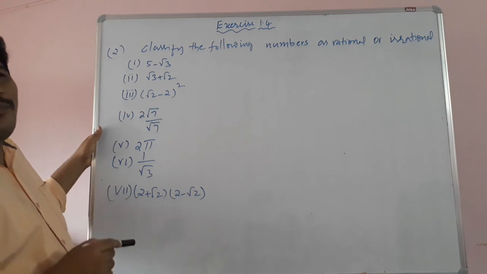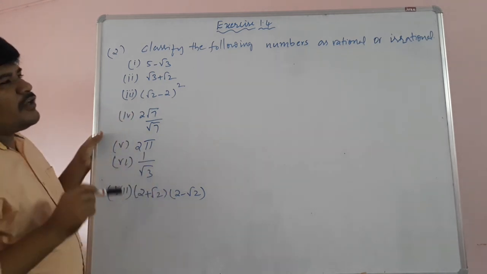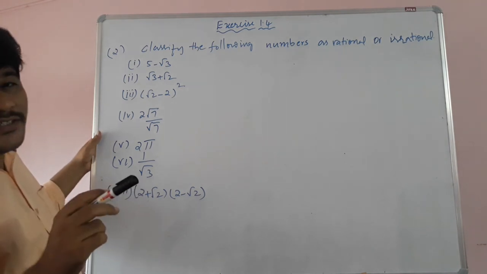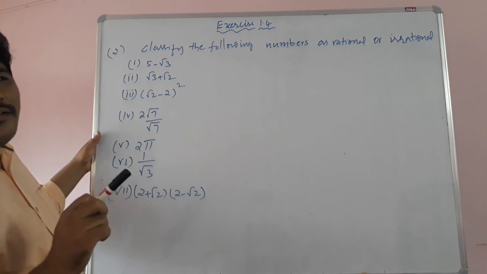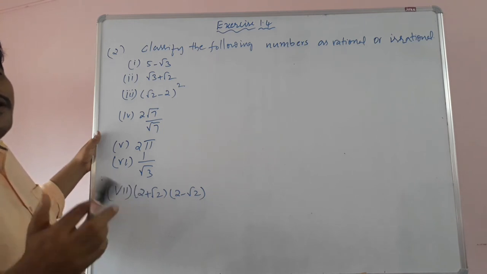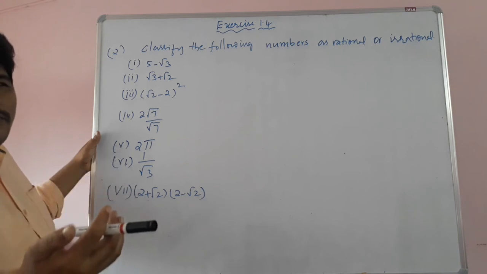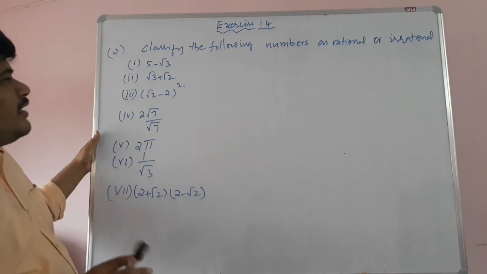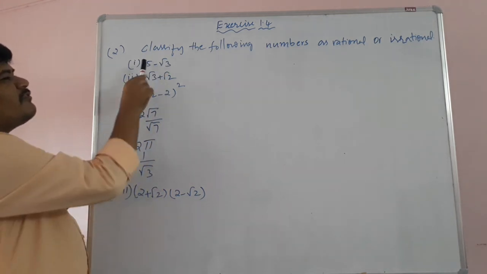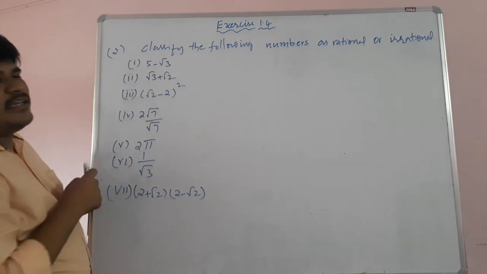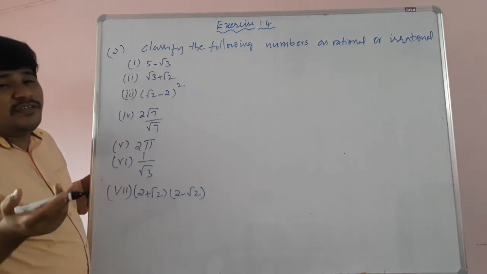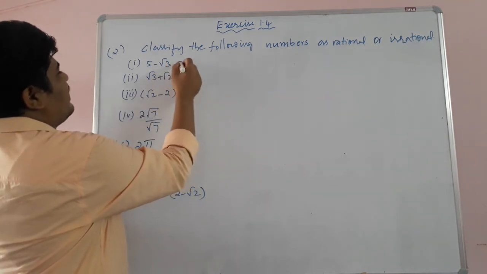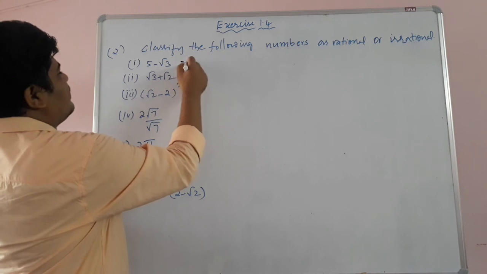Students, let's see the second problem in exercise 1.4. Classify the following numbers as rational or irrational. Okay. So students, already we discussed that if P is rational and Q is irrational, then P plus Q, P minus Q, P by Q, P into Q, all these are irrational numbers only. So here if you see 5 minus root 3, 5 is rational, root 3 is irrational. So the difference is irrational. So students, according to those points, we can write it as irrational.